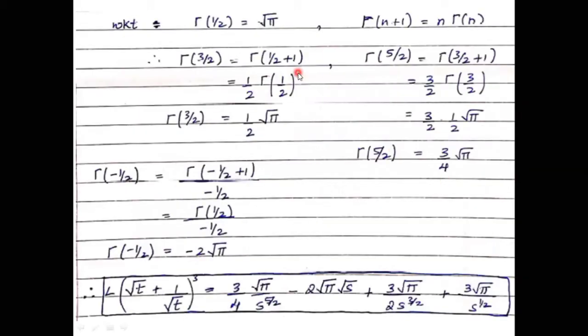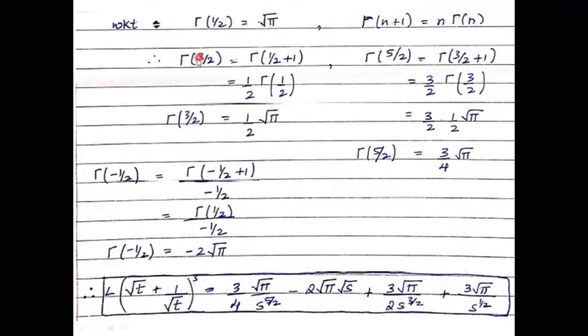So see here, you should be knowing these things. Gamma half is root pi and gamma n plus 1 is equal to n gamma n. You'll be deriving how you get this gamma half equal to root pi in your calculus part. And here also this formula gamma n plus 1 is equal to n into gamma n. You'll be learning these formulas in the calculus part. So for the time being, you should be knowing these two formulas.